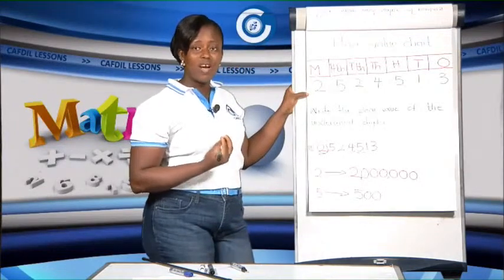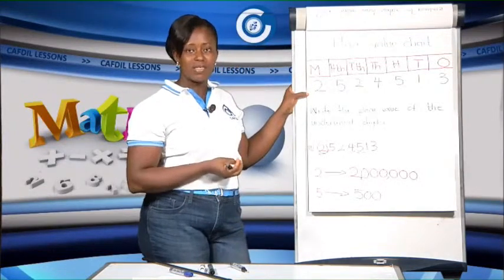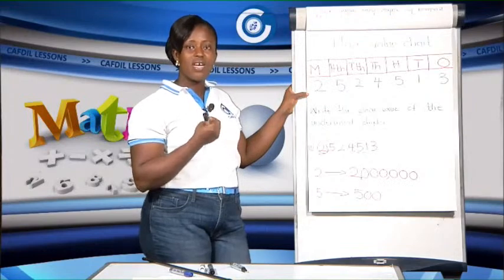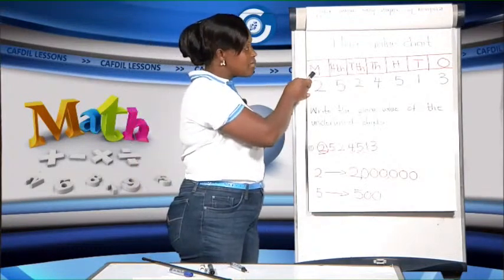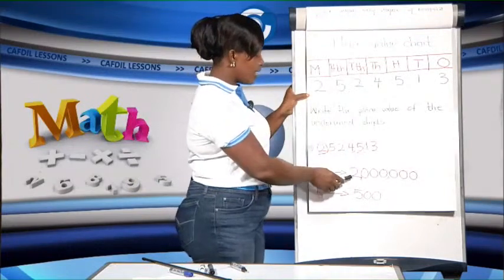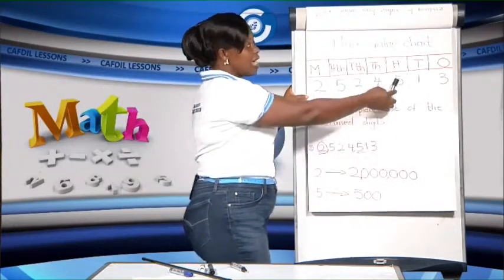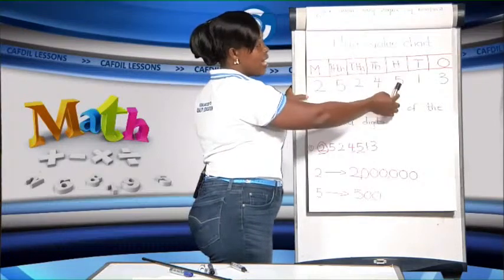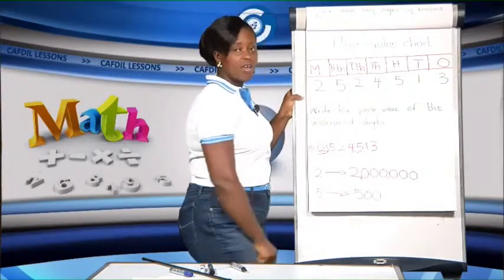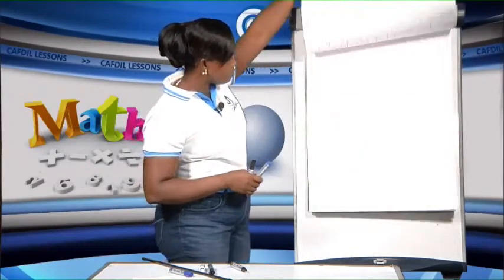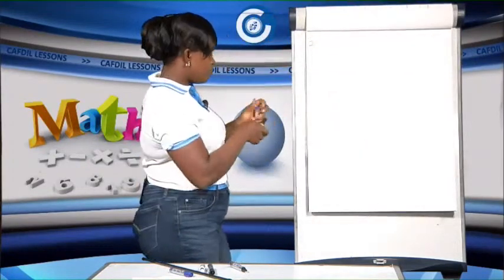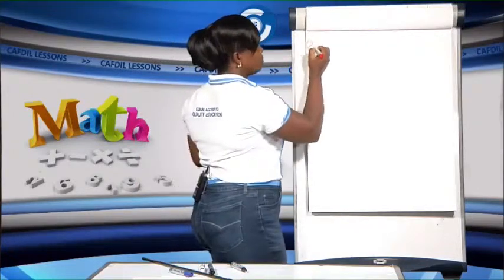Looking at place value of numbers, the value of numbers. Now we've looked at the place, millions, the value, 2 million, and this 5, its place is hundreds, and its value is 500. I have more questions over here. Let me give you more. The second one.